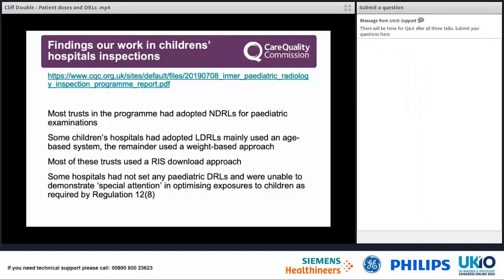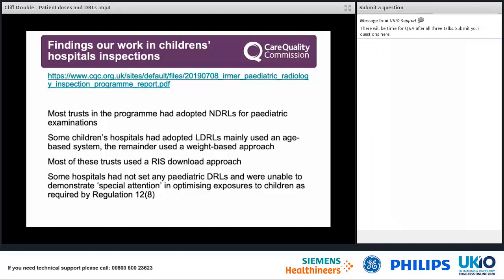Now, most trusts in the programme had adopted national DRLs for paediatric examinations. Some had adopted local DRLs and adopted an age-based system, with the remainder using a weight-based approach. All of them had used, as far as I can remember, a RIS download approach, perhaps with one exception, which had used a DMS. Some hospitals had not set any paediatric DRLs and were unable to demonstrate special attention in optimising exposures to children as required by Regulation 12.8.